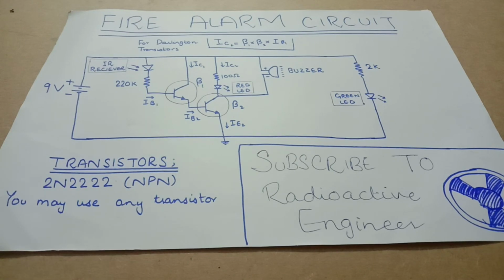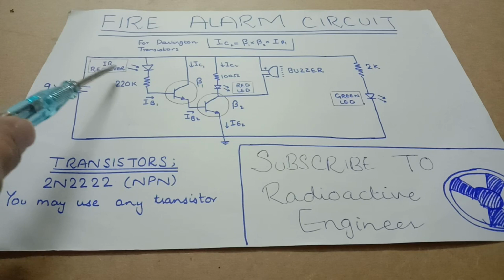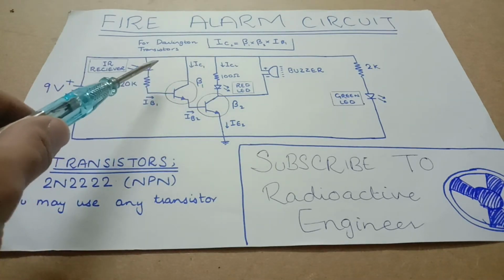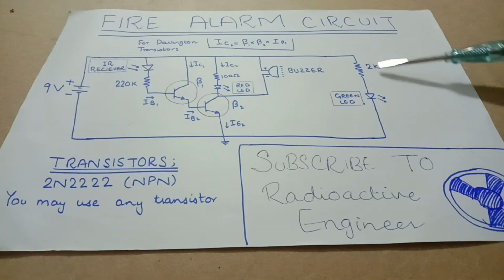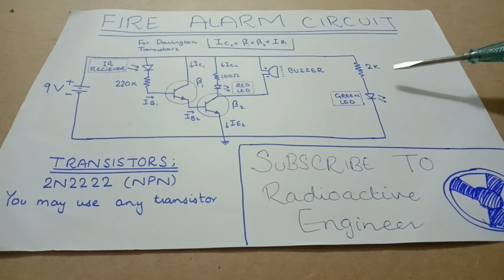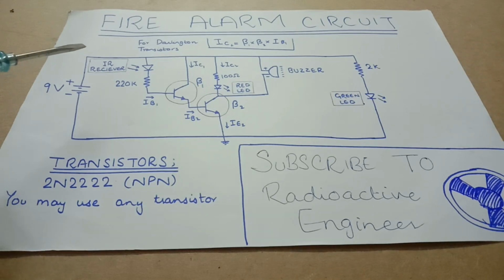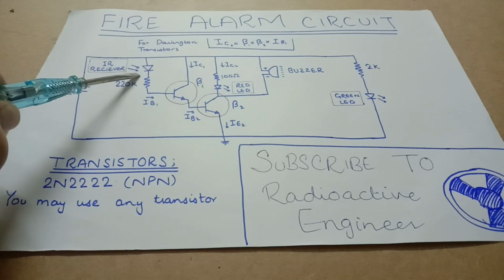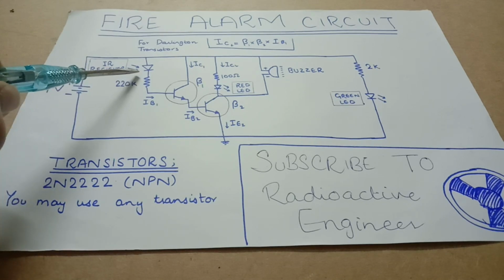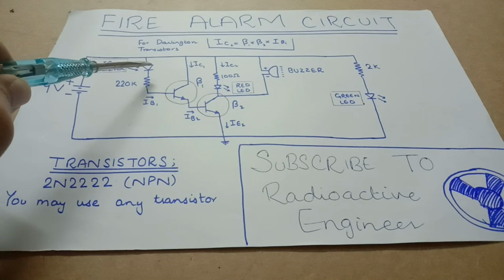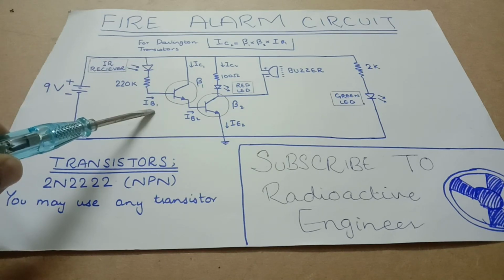So first of all, under normal conditions, the IR receiver detects no flame across it, so this part of the circuit deactivates and we are only left with the green LED. So initially only the green LED lights up, and whenever a flame interacts with the IR receiver, the internal PN junction of the IR receiver creates a voltage across its terminals, which results in the smaller current IB1.